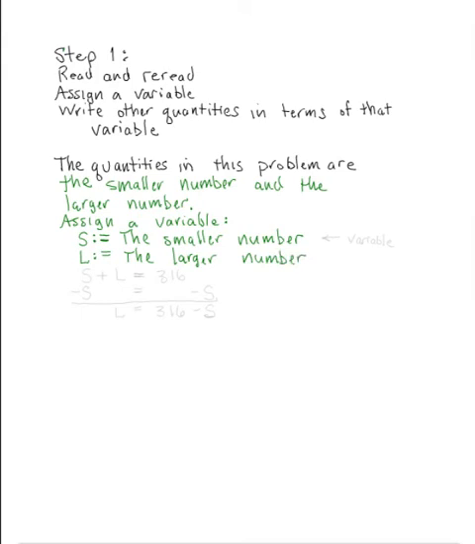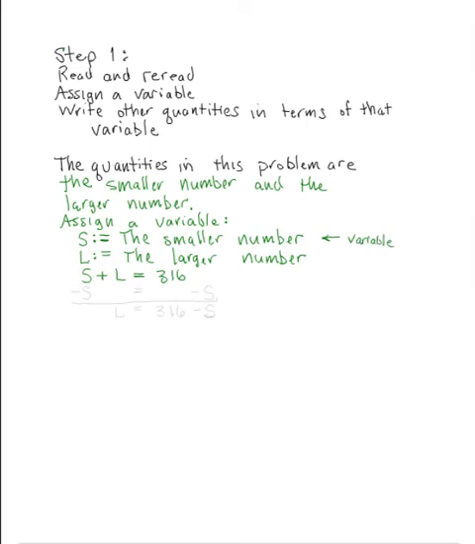So let's say L is equal to the larger number. And let's translate that sentence that we were just reading. We have that a larger number and a smaller number add to 316. Okay, so the smaller number is S, the larger number is L, and when we add them, in other words, that's S plus L, the result equals, so we'll put the equal sign there, 316.